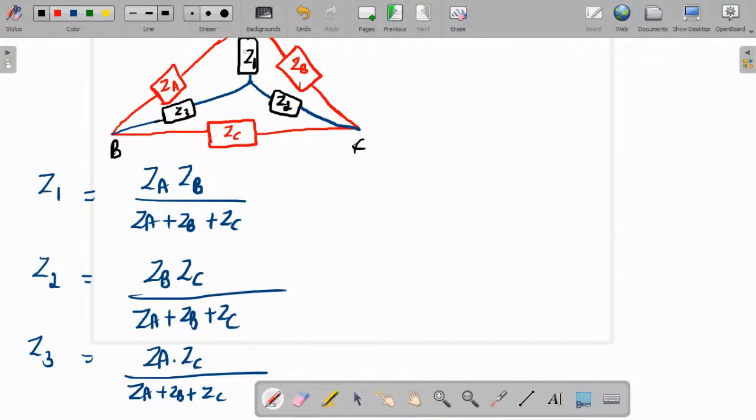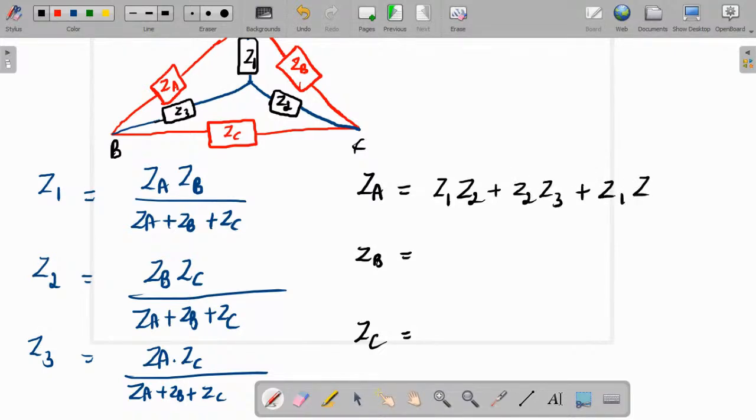Okay, now if you are given this star network, but to solve our complex network we have to convert it to delta, how to get that? So the delta parameters are ZA, ZB and ZC. How to get ZA? The numerator will be the same in all the cases: Z1 Z2 plus Z2 Z3 plus Z1 Z3, divided by the denominator.